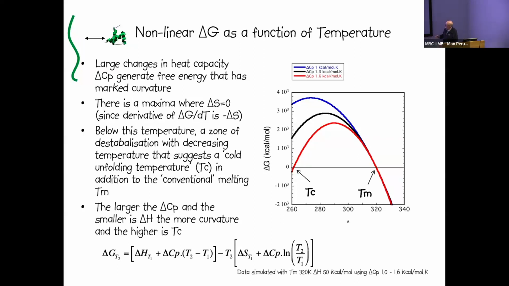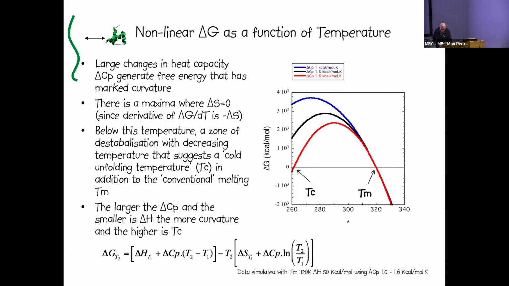The larger the delta Cp and the smaller the enthalpy, the more curvature we generate and the higher this cold unfolding temperature becomes. You can see here these three different simulations. The blue one has a heat capacity change of 1 kcal per mole. The green one is 1.3 and the red is 1.6. So this is with the same enthalpy of 50 kcal per mole. So the larger is delta Cp, the more curved it becomes.